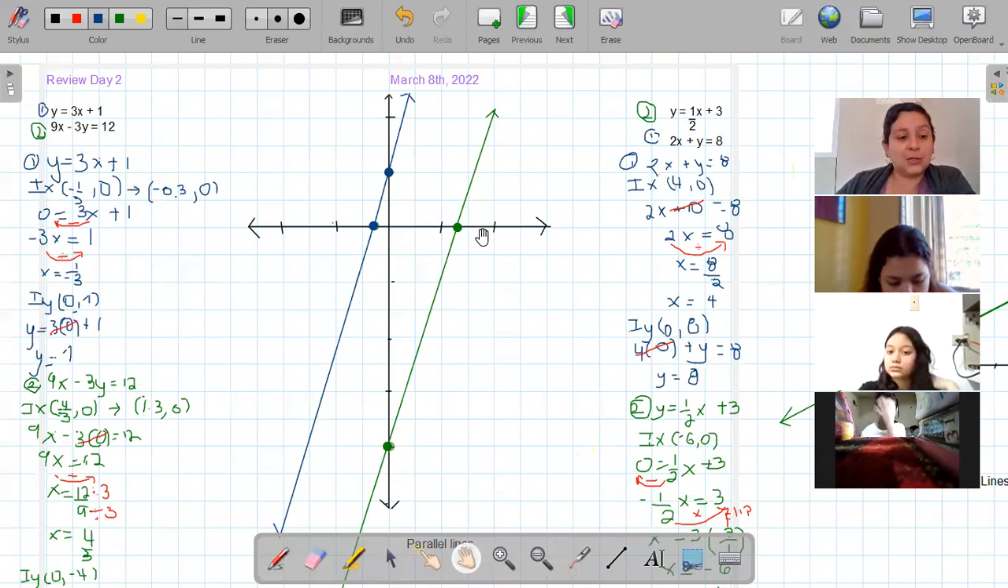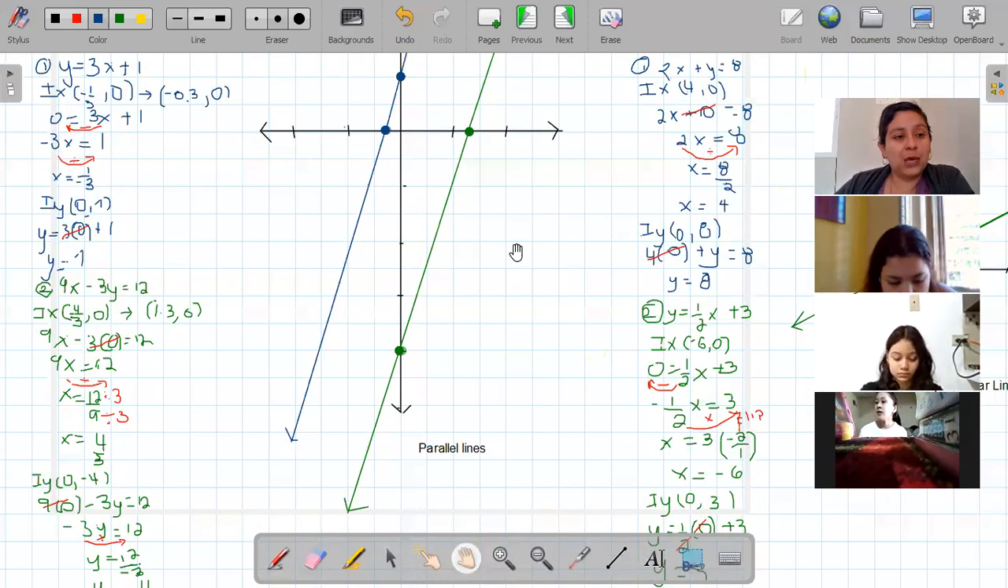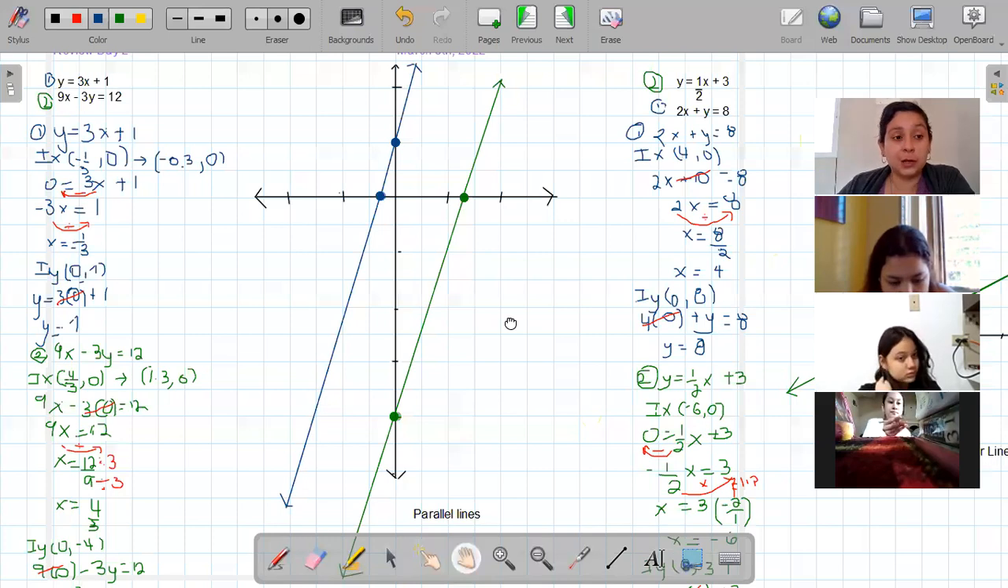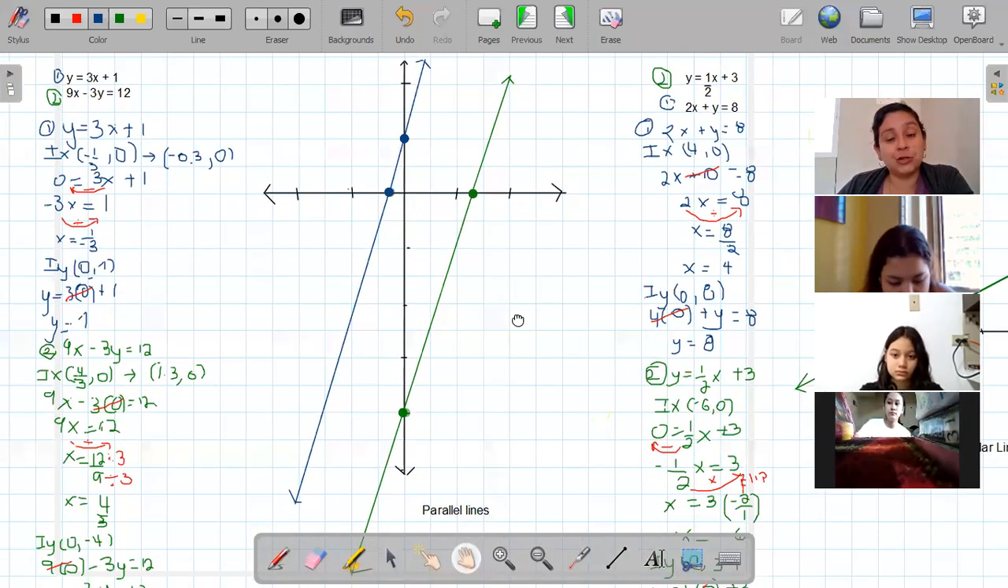In the first exercise, we had two equations, y = 3x + 1 and 9x - 3y = 12. Remember, we're using the intercept method, which is the method for the standard form, even if the equation is written in slope-intercept form or in point-slope form. In this case, we got a slope-intercept form equation and a standard form equation. For both of them, we did the intercepts.